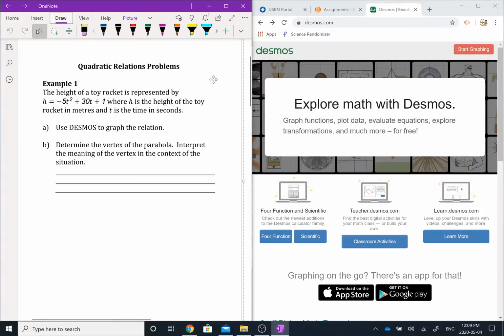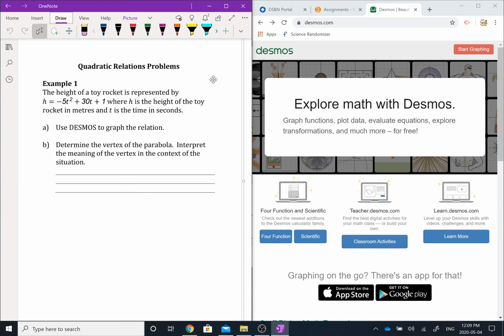In today's note, we're going to look at some general quadratic relations problems, some that require interpreting graphs and others where we're using the equation to figure out certain values on our graph. In the first example, the height of a toy rocket is represented by the equation h equals negative 5t squared plus 30t plus 1, where h is the height of the toy rocket in meters and t is the time in seconds.